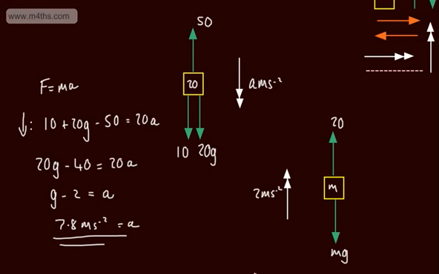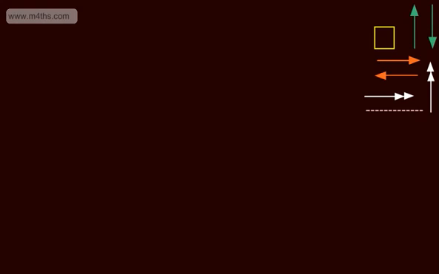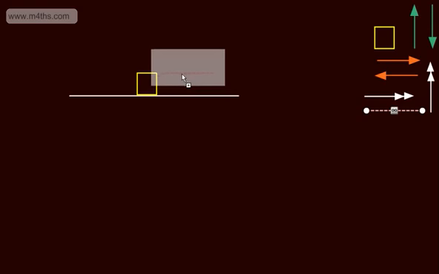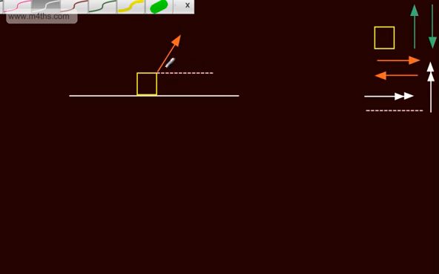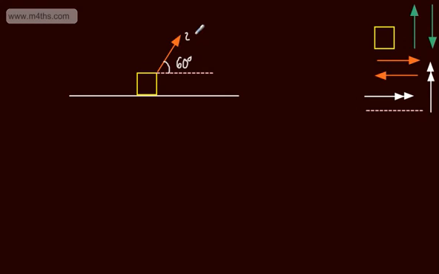So let's just finish with a couple of slightly more challenging ones. Let's say we've got this scenario. I put a box, and we have a force pulling at an angle. We could say that this is going to be tension, so let's model tension up. Let's make it quite a big angle, let's go for 60 degrees. Let's say this is 20 newtons.